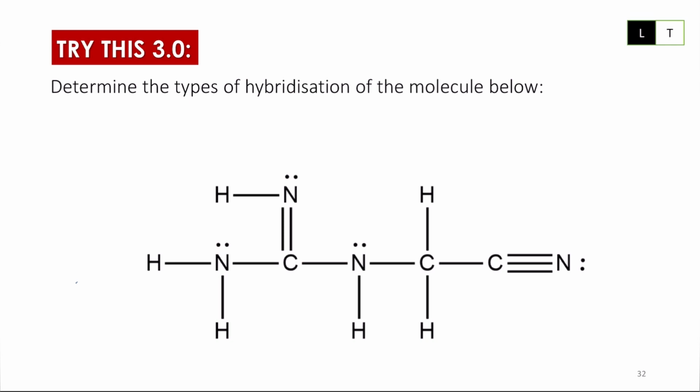So try to complete try this 1.0, try this 2.0, and try this 3.0. Cuba bagi type of hybridization untuk setiap atom dalam molekul daripada try this 1 until try this 3, except for hydrogen. Hydrogen tak perlu ya, sebab dia hanya ada 1s orbital sahaja.